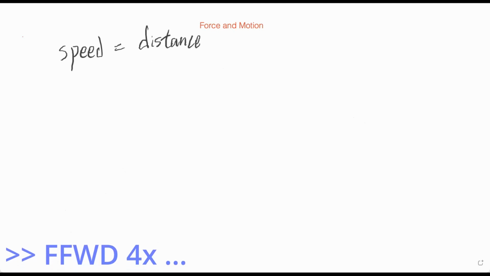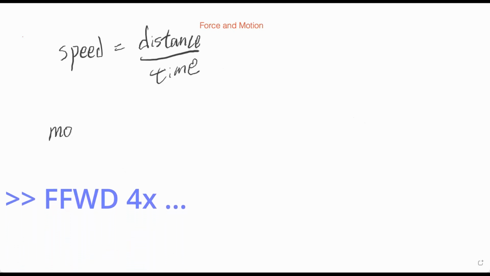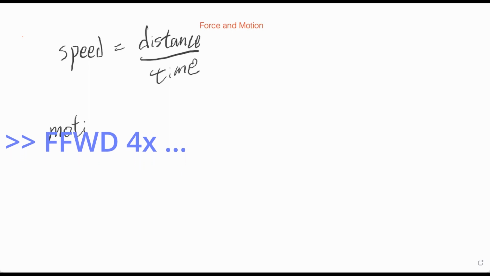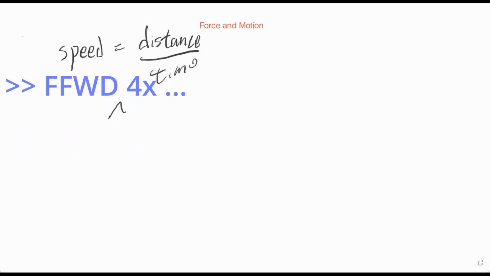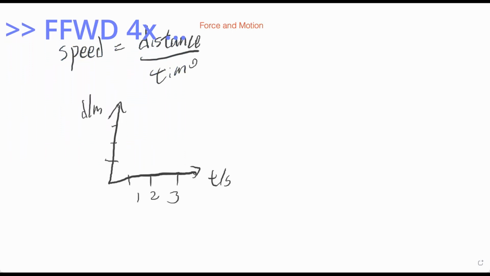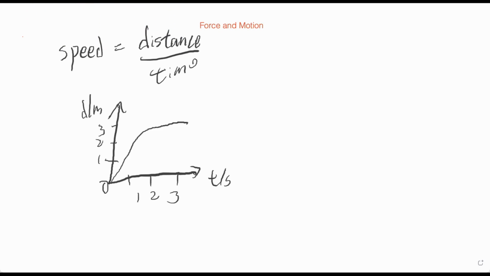Now, we've talked about what speed is, but its motion is not always uniform. Sometimes its speed is not always the same. As you can see here, the slope is like this, but here it's not moving anymore. So speed is not the same, but there's an idea of average speed.